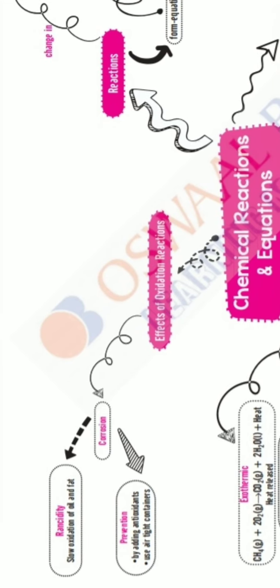What are the effects of oxidation reaction? In that, only one is there, that is corrosion. Corrosion is divided into two types. One is rancidity, another one is prevention. So what is rancidity? You all know it is slow oxidation of oil and fat items.